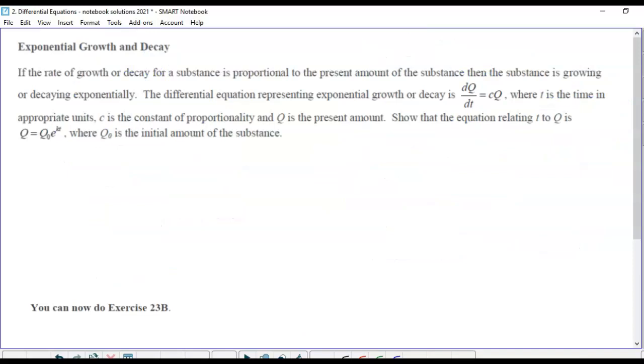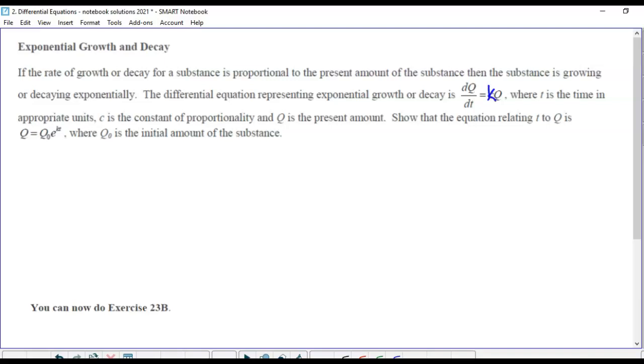And last one in group 2. It says, if the rate of growth or decay for a substance is proportional to the present amount of the substance, then the substance is growing or decaying exponentially. The differential equation representing exponential growth or decay is dQ/dt equals a constant times Q, where t is the time in appropriate units, c is the constant of proportionality, and Q is the present amount. Show that the equation relating t to Q is that exponential, where the initial Q is the initial amount of the substance. I think I'm going to change this to k.